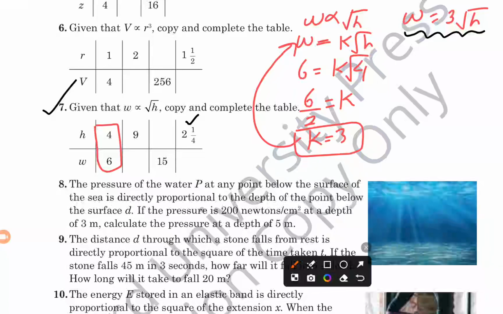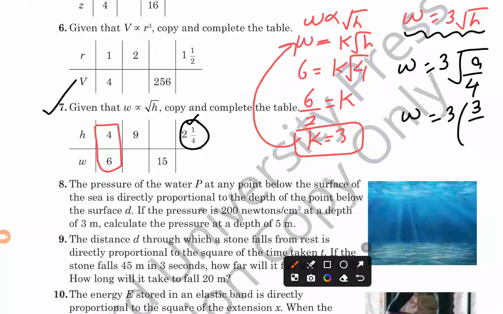Now I'm going to solve the last part for you. We'll use the same equation. w equals 3 times square root h. The h value is 2 whole 1 over 4, that means 2.25. If I convert this mixed number into an improper fraction, 4 twos are 8, 8 plus 1 is 9, so w equals 3 square root 9 over 4. So w equals 3 times 3 over 2. That means w equals 9 over 2. That means w equals 4.5 is your final answer.